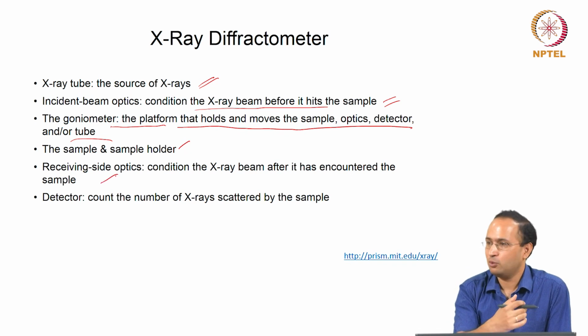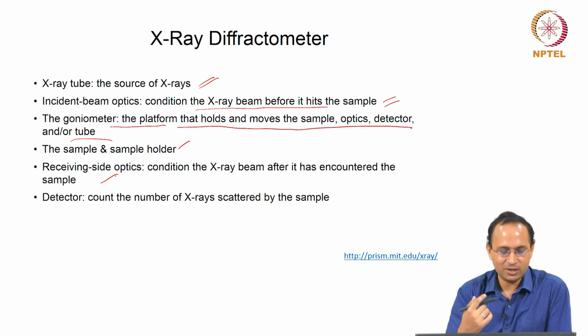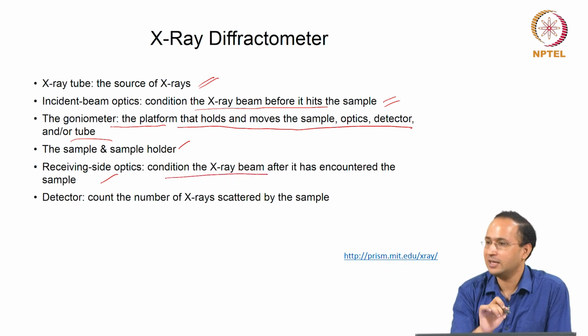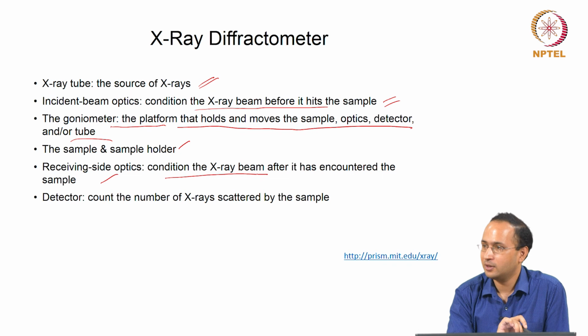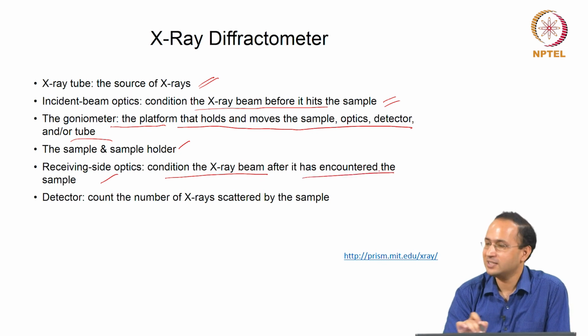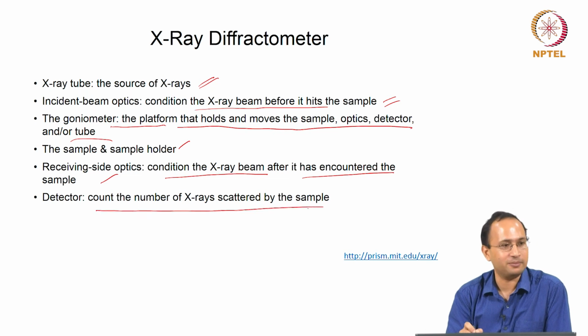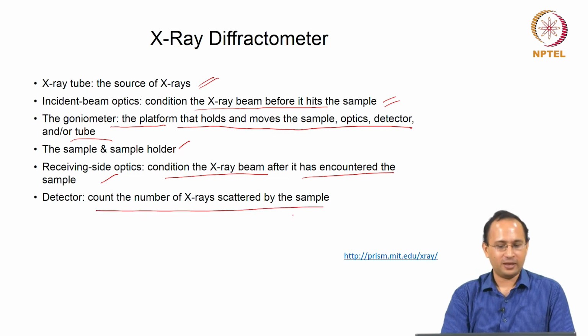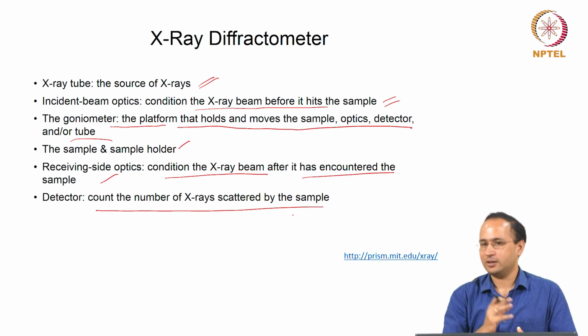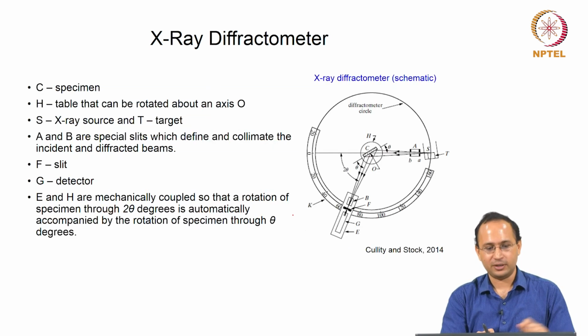Then the receiving side optics. Once the X-rays are on the receiving side after diffraction, you have to condition the X-ray beam again, after it has encountered the sample. So you have another set of optics, and finally you need a detector, to count the number of X-rays to get the intensity. These are the elements of your X-ray diffractometer.